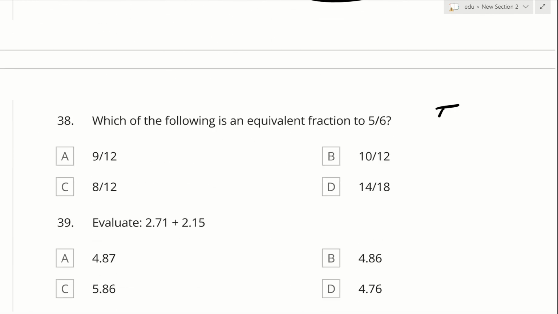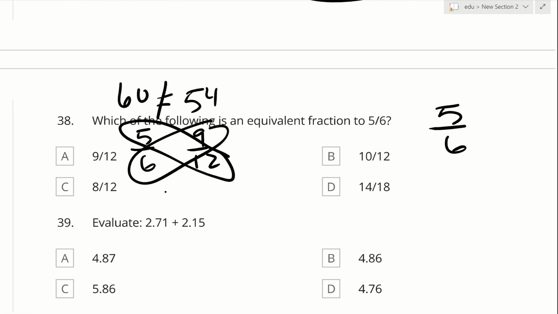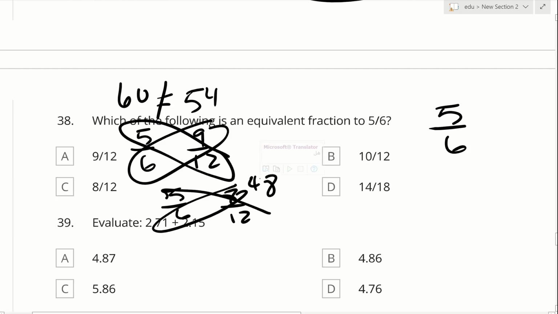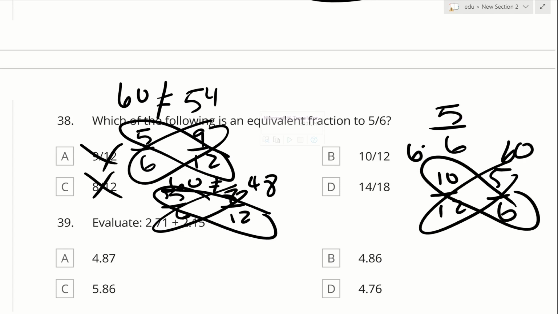What's an equivalent fraction to 5 over 6? So 5 over 6, 9 over 12. 6 times 9 is 54. 12 times 5 is 60. They're not equivalent. 5 over 6, 8 over 12. 6 times 8 is 48. 12 times 5 is 60. These are not the same. So wrong, wrong. 10 over 12, 5 over 6. 12 times 5 is 60. 6 times 10 is 60. These are equivalent to each other. So that's my answer.